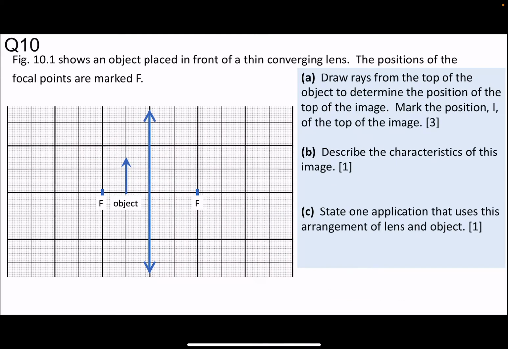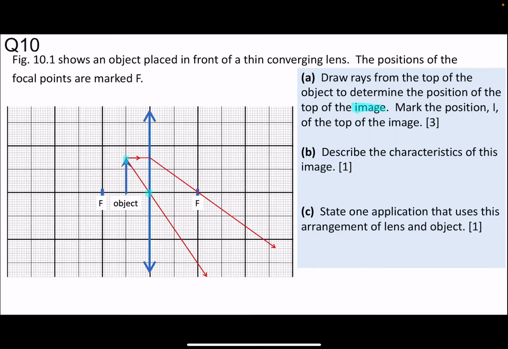Let's look at question 10. In question 10, we have an object that is placed in front of a thin converging lens. The positions of the focal points are marked F. So we're going to draw light rays to determine the position of the image and mark the position of the image as I. We'll start off with the first light ray from the object to the center of the lens, passing straight without any change in direction.